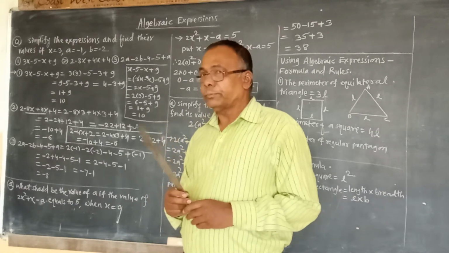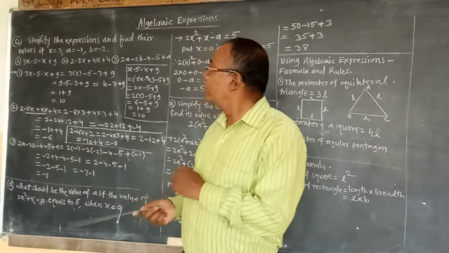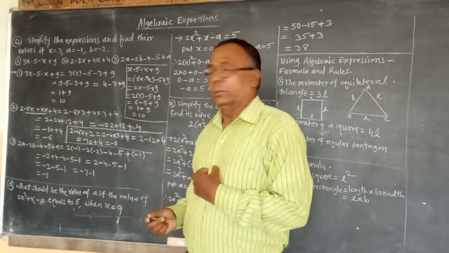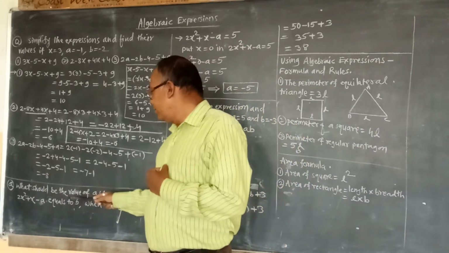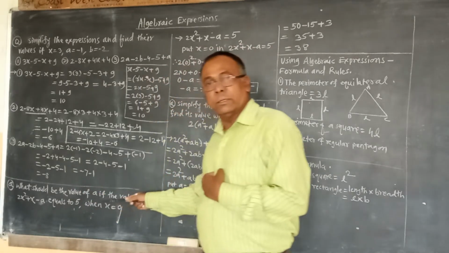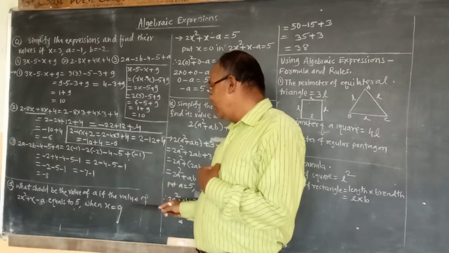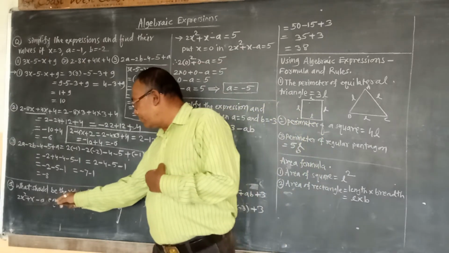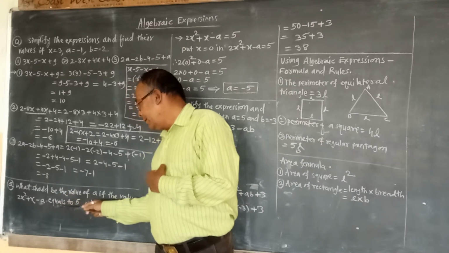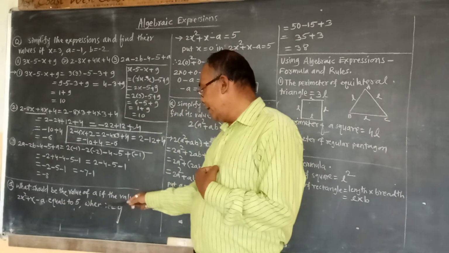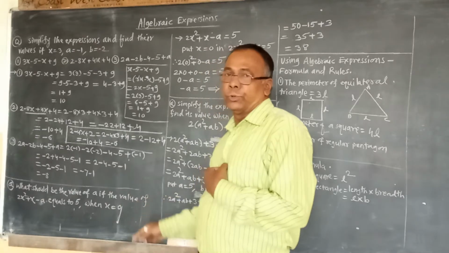And now we have another question, that is: what should be the value of a if the value of 2x square plus x minus a equals 5 when x is equal to 0?